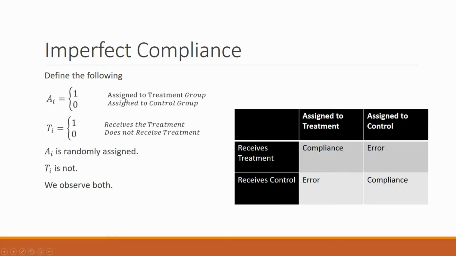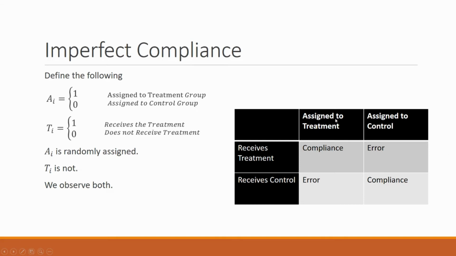But now, with imperfect compliance, not everyone who's assigned to the treatment group actually receives or uses the treatment. And likewise, some people that were assigned to the control group are able to receive or use the treatment. So I'm going to define this other variable, t. Now t is going to equal 1 if the person actually received or used the treatment, and t will equal 0 if they did not receive or did not use the treatment.